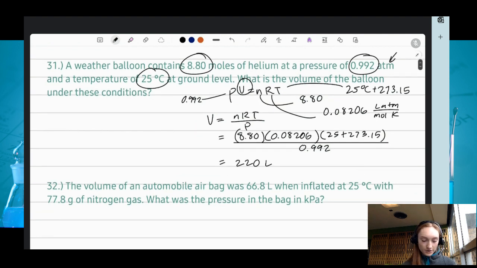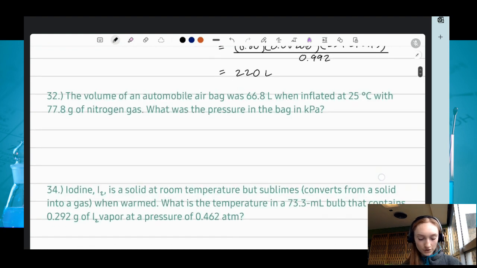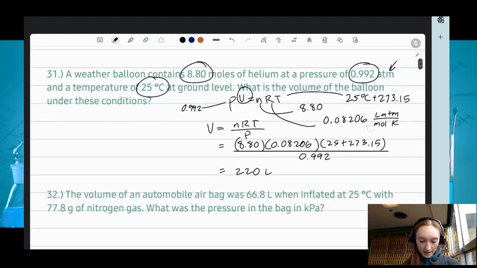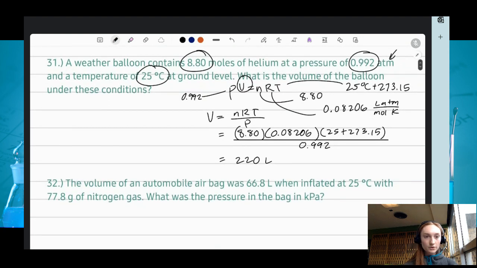Okay, let's move on to 32, and let me know if you have any questions as well. But yeah, so 32, and I'll leave this up here if you're still looking at it as well. 32 says the volume of an automobile airbag was 66.8 liters when inflated at 25 degrees Celsius with 77.8 grams of nitrogen gas. What was the pressure in the bag in kilopascals?